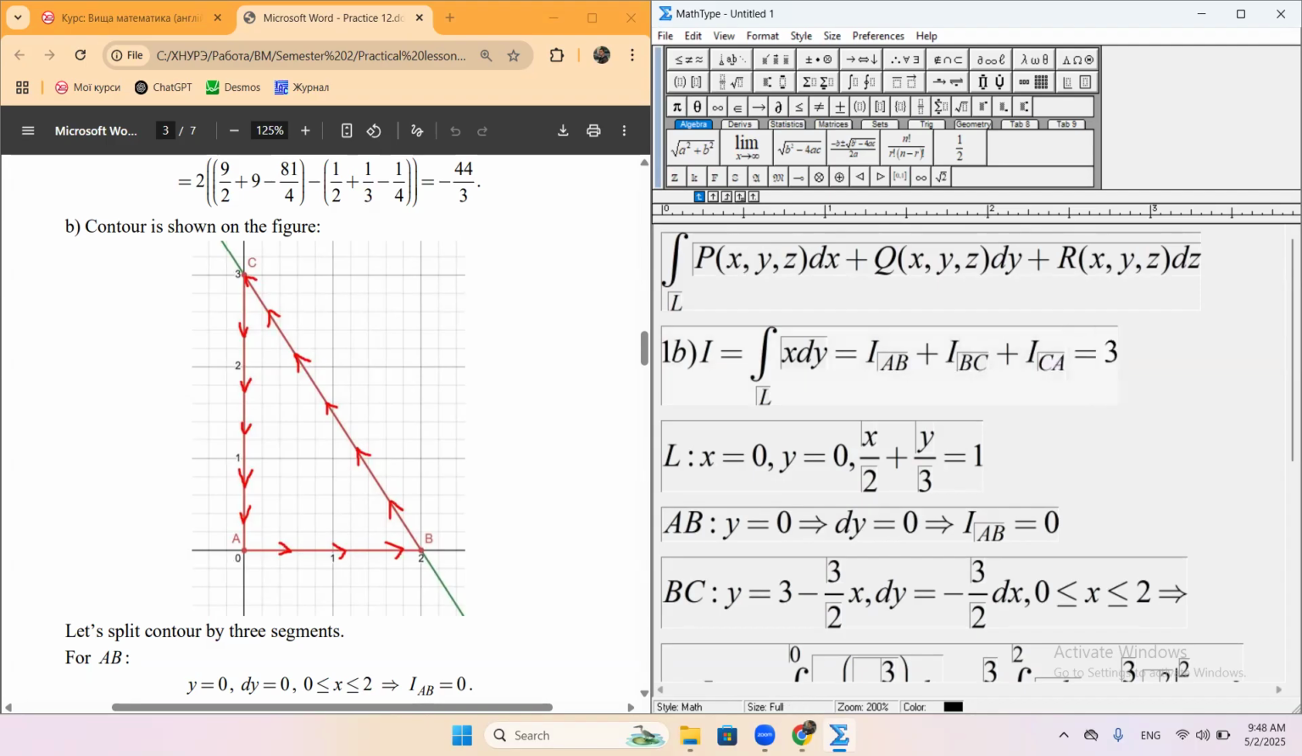So the final answer is 3. Any questions about this exercise?